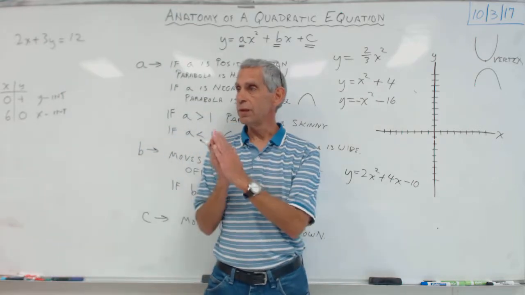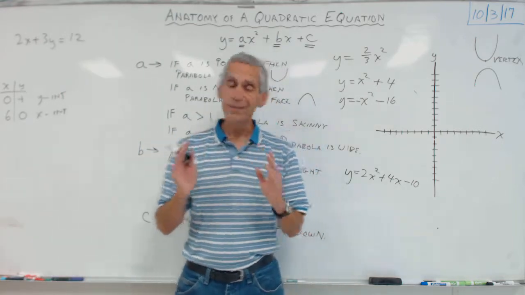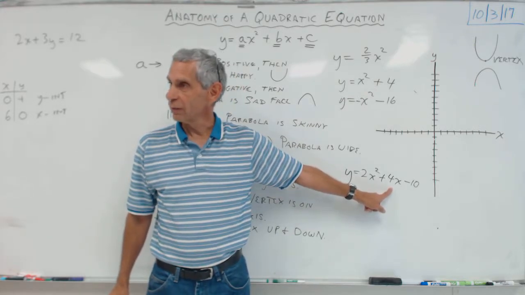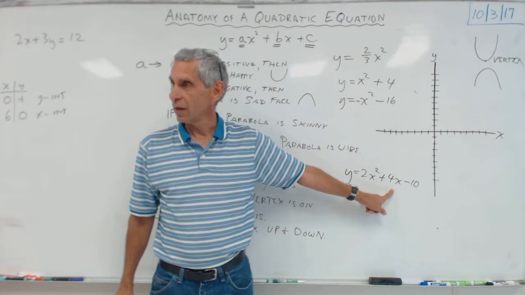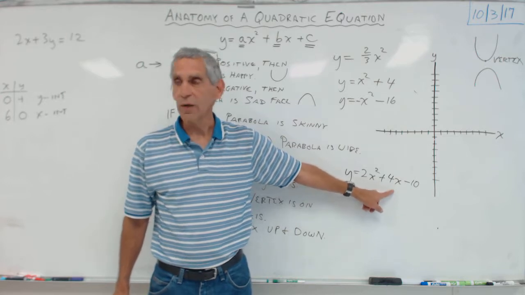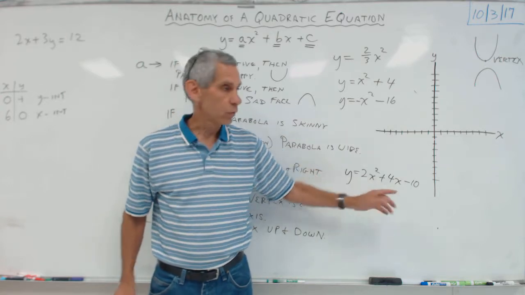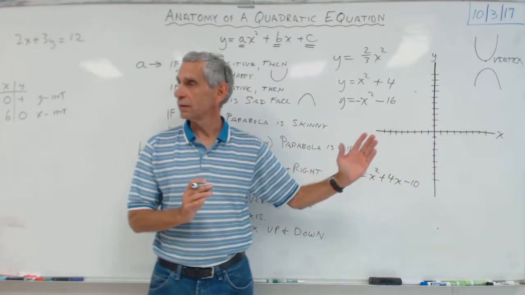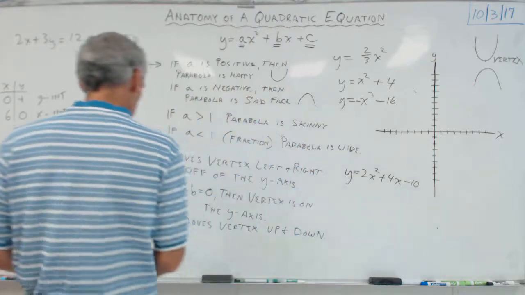4x is your b, and b moves it left and right. But it doesn't move it the way you think, right? There's actually a formula. I'm not going to teach that formula right now, but there's a way to know where it moves. You think it moves it over 4, but it doesn't. There's a formula you have to follow.